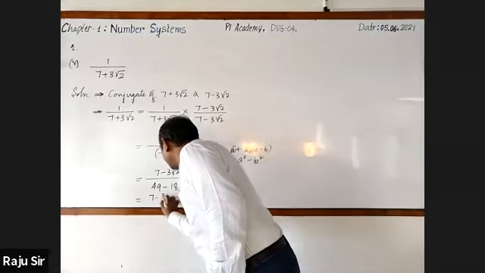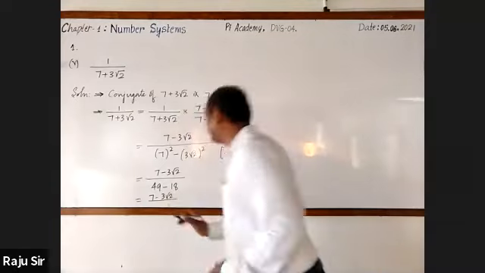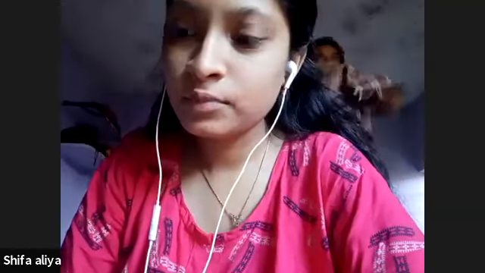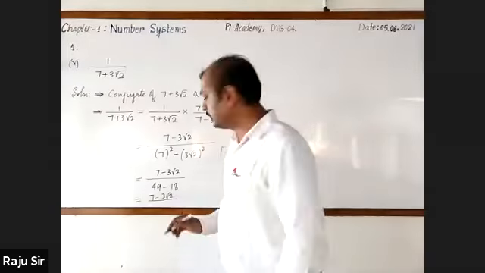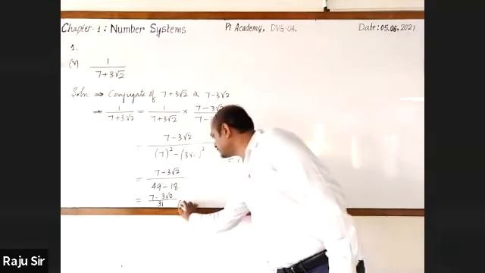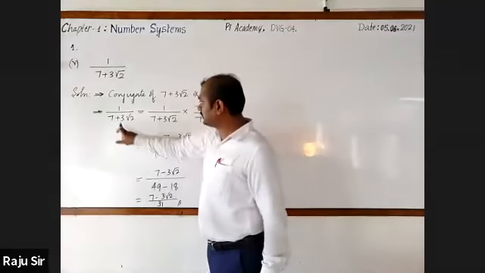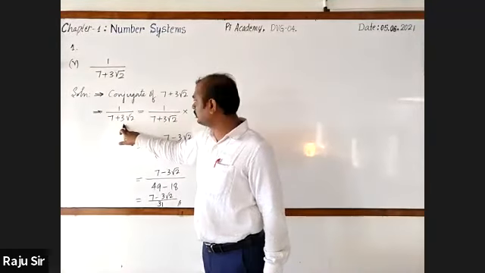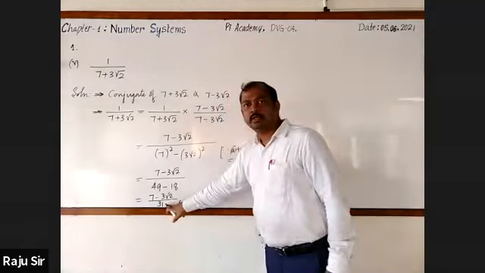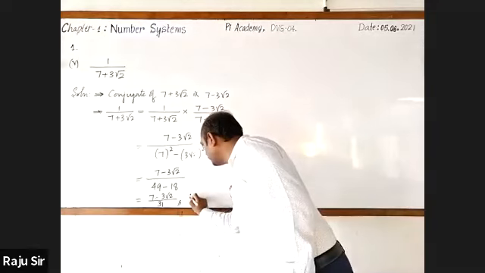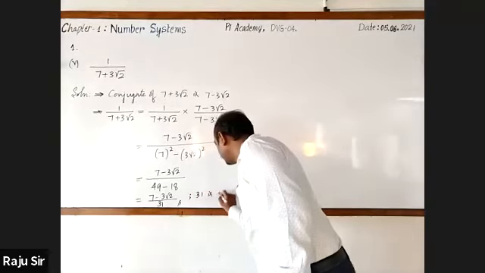Now this is equal to 7 minus 3 into root 2 by 49 minus 18. This will be 31. Yes, 31, correct. So our main intention is to convert that denominator into a rational number. See, the denominator is 7 plus 3 into root 2, and it has been converted into a rational number, that is 31. Just beside that, 31 is a rational number.